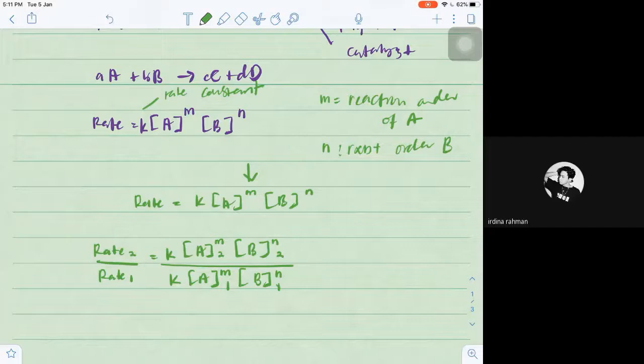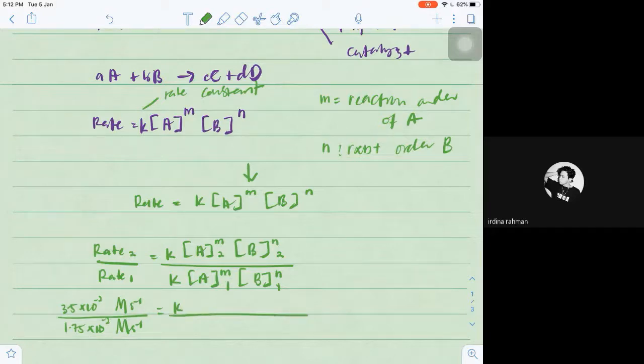Okay, so just plug in the value. Rate 2 is 3.5 exponent negative 2. I change mole per liter to molar per second; mole per liter is molar, because the unit is too long. And then rate 1 is 1.75 exponent negative 2 molar per second, is equal to the rate constant that we don't know.